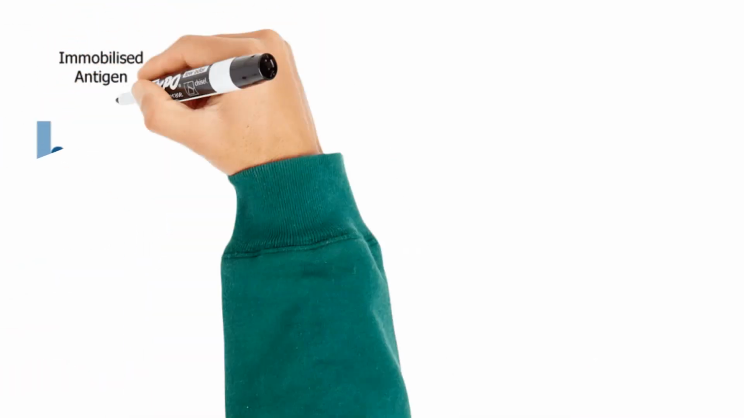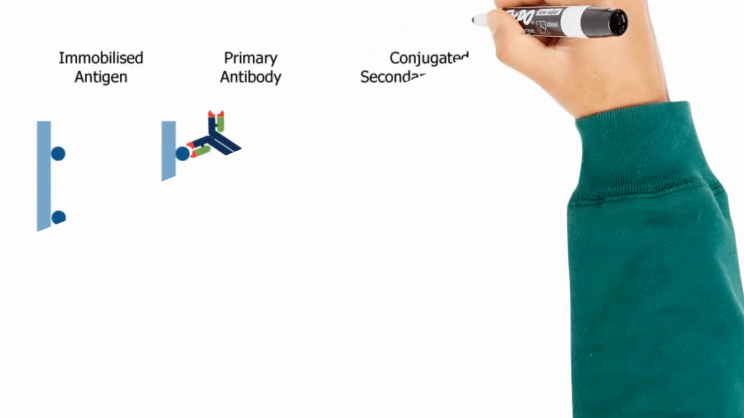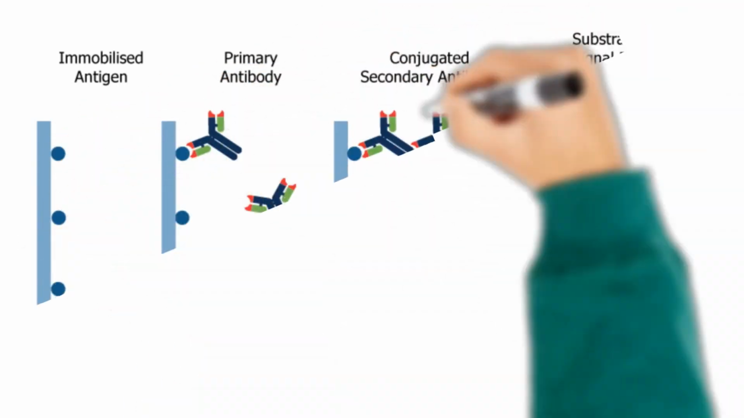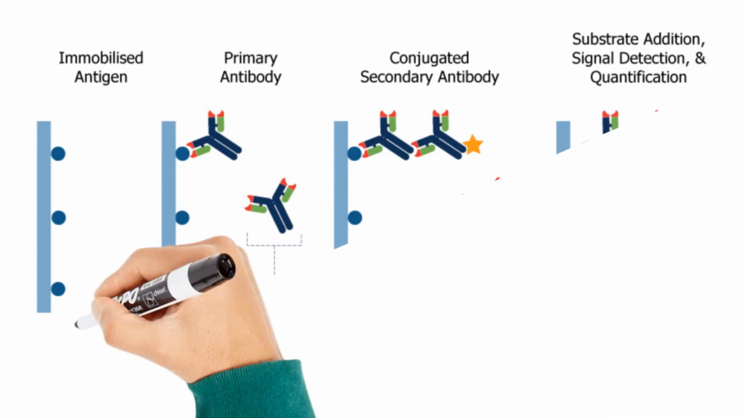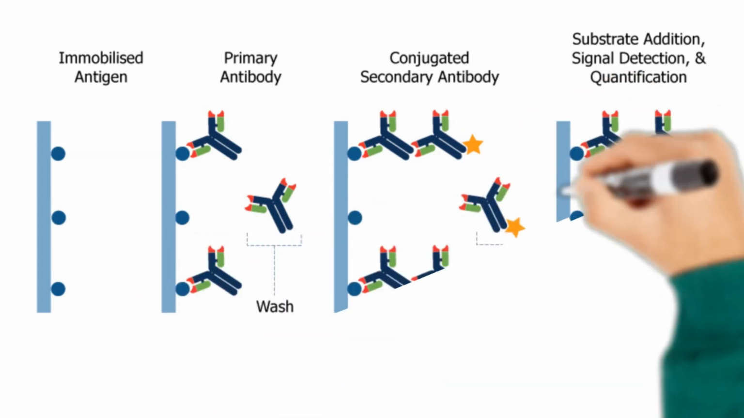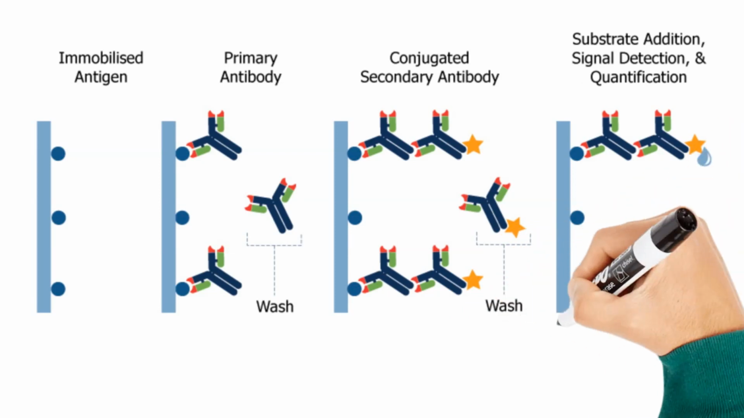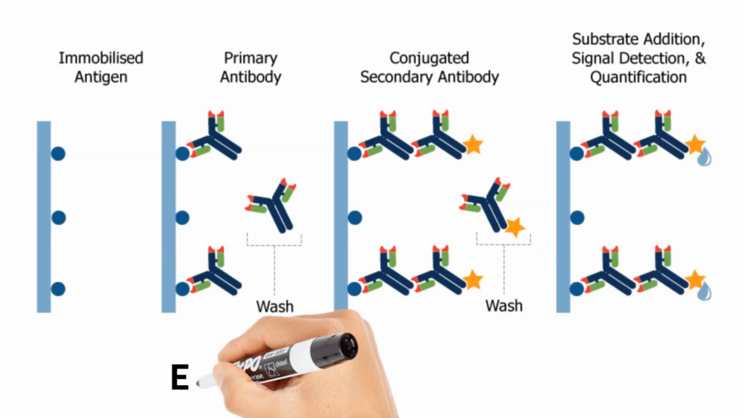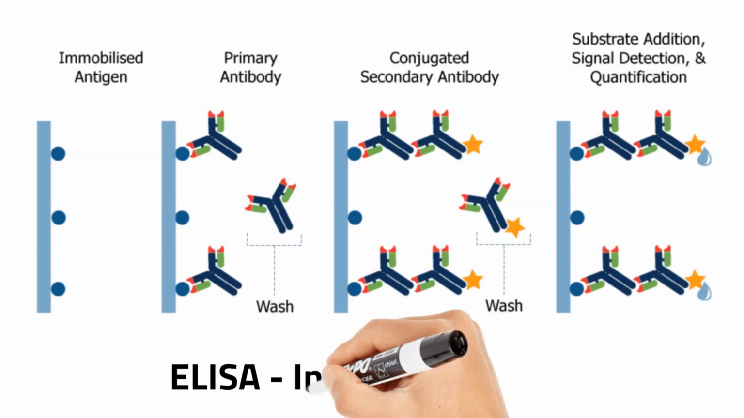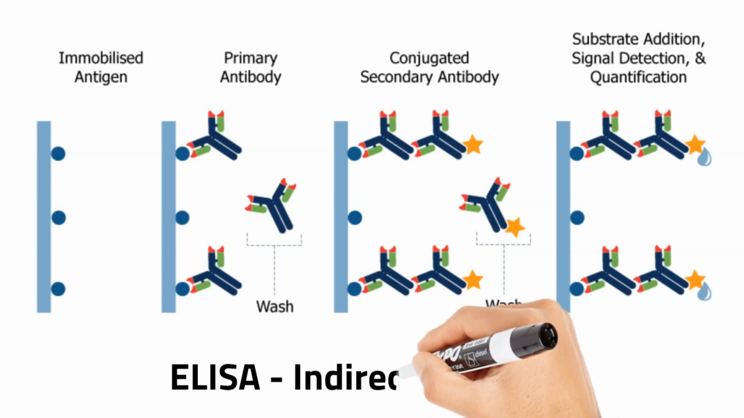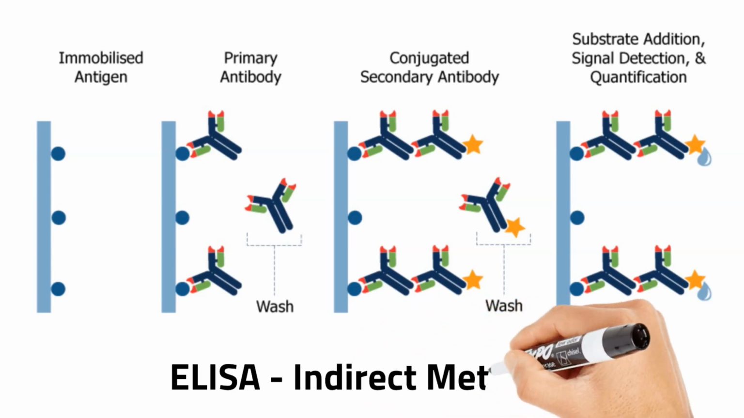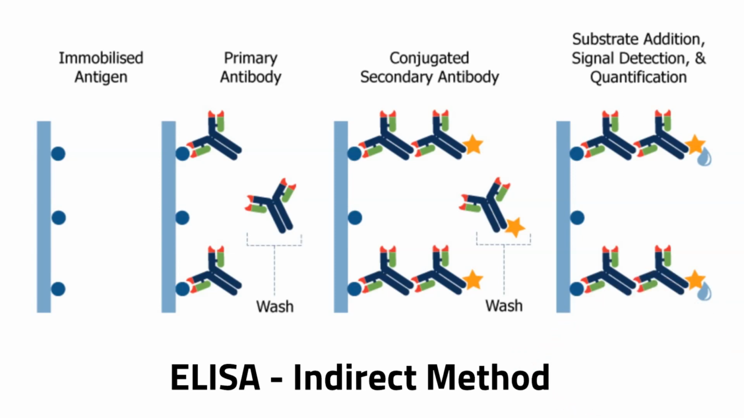In contrast, the indirect format uses an unlabeled primary antibody which will bind to the immobilized target antigen, forming an antigen-antibody complex. This complex is then detected by using a secondary labeled antibody which will bind to the bound primary antibody. A specific substrate is then added which is catalyzed by the labeled enzyme, resulting in signal production. The signal is measured and correlates with the concentration of the target analyte.